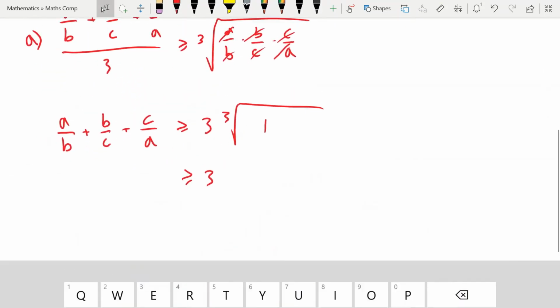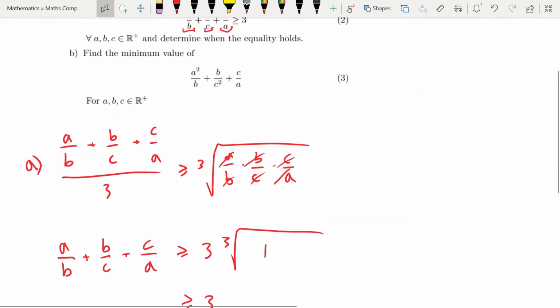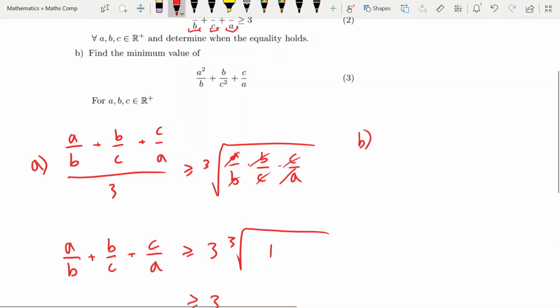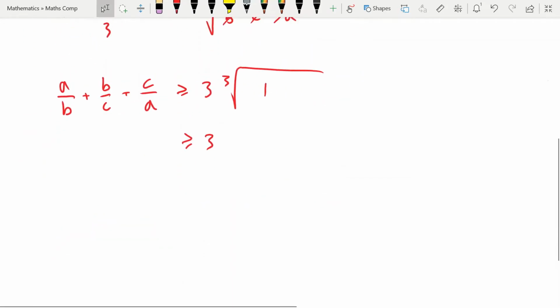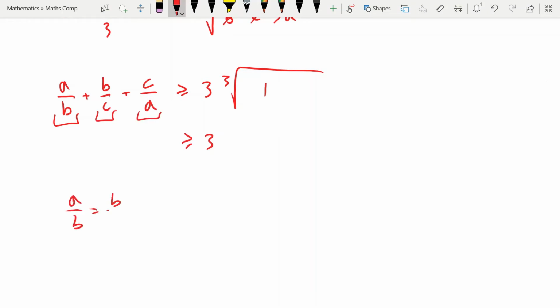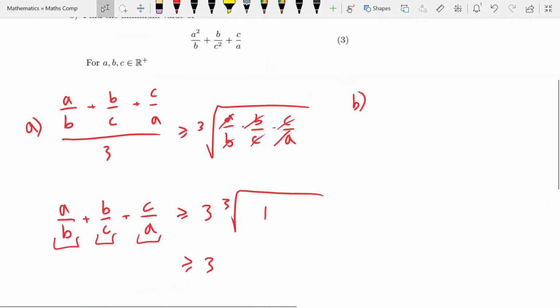It's fairly straightforward. The second part is quite a bit harder, and you need to spot something to do it. So you may try, there's one thing I didn't add. We need to determine when equality holds. So equality holds when these 3 variables are equal. So when A over B is equal to B over C is equal to C over A. Well, that happens when A equals B equals C. There we go, that's the full solution for the first part.